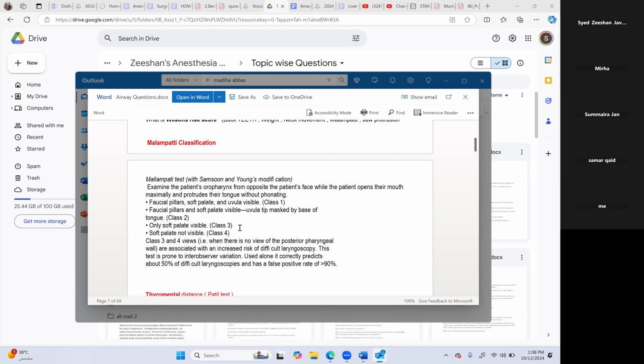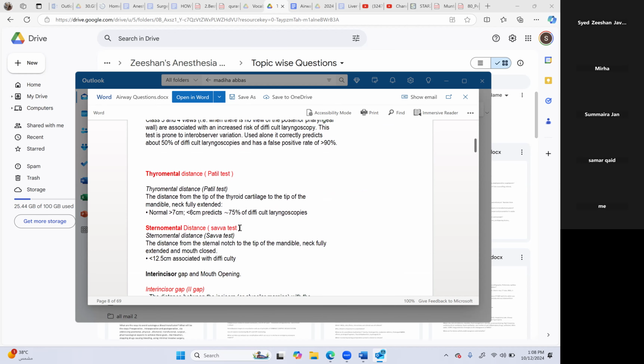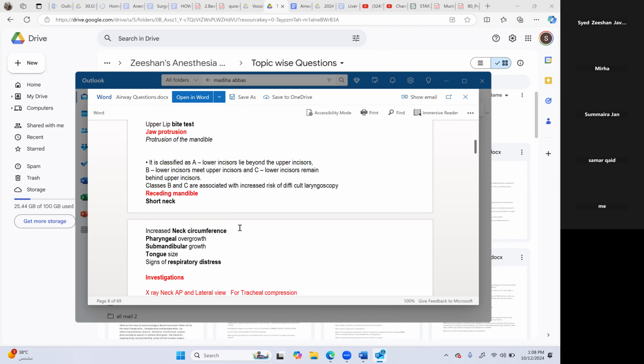So I'm just summarizing what I have told up till now: identifying the problem through history, examination and relevant investigation. There will be some physical examination tests, some radiological examination, some history, and then you will be identifying which patient is at risk. They have all mentioned it here.